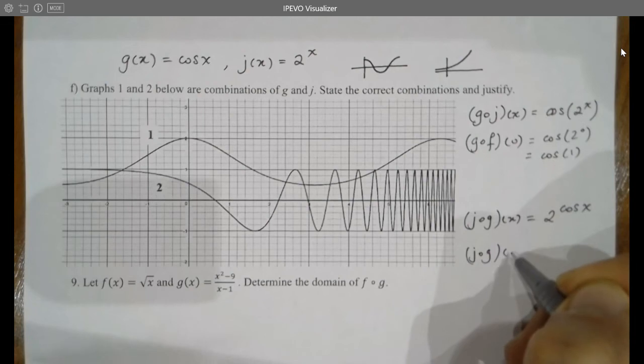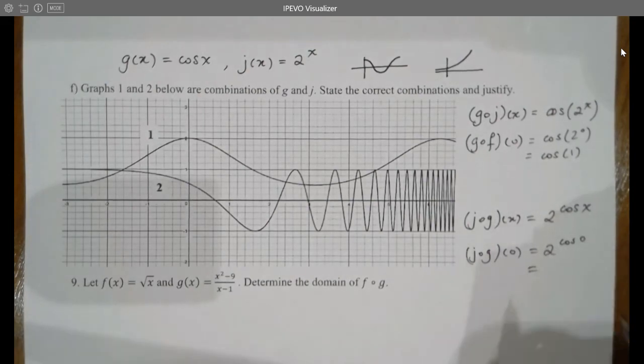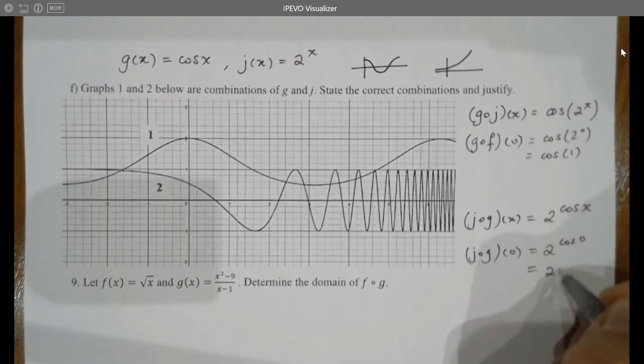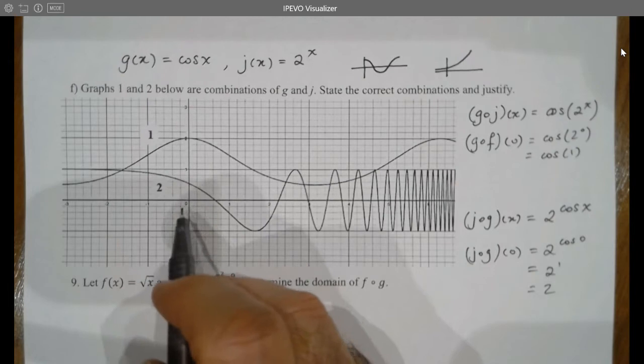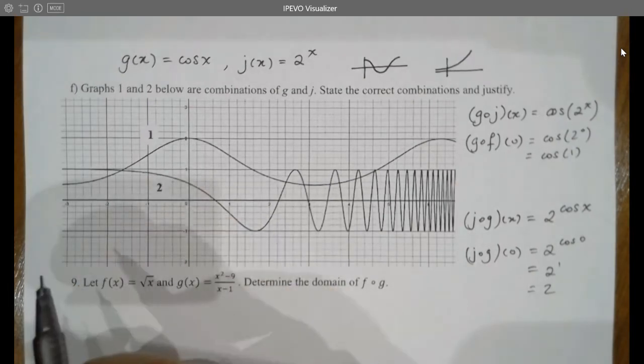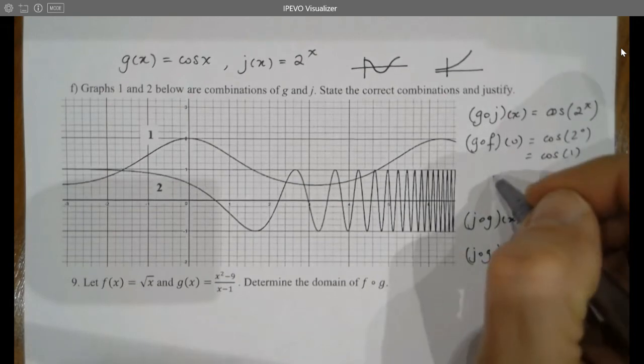whereas if I do J circle G of 0, I get 2 to the cos of 0. And of course, cos 0 is just equal to 1. That's equal to 2. And lo and behold, what do we have? That at 0, function 1 is equal to exactly 2. Okay, so here, therefore, this must be function 1. Okay, and by process of elimination, likely this is going to be function 2.